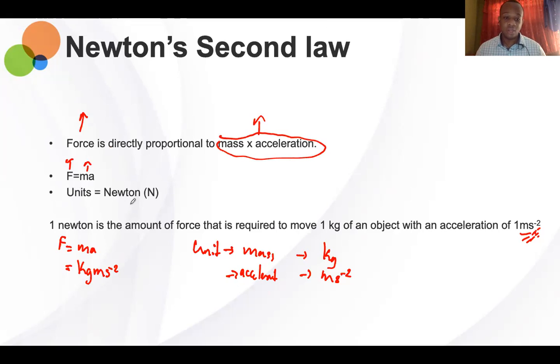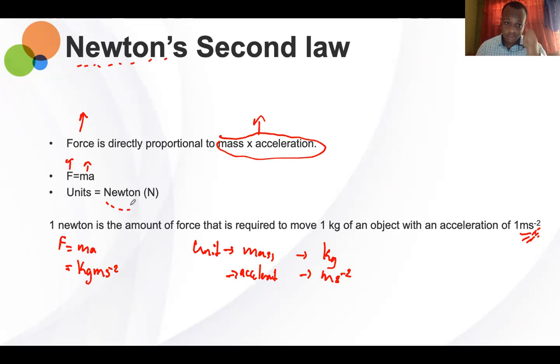And the unit for force is the Newton, of course, named after the person who came up with the idea. You'll find this coming up more in physics. The persons who come up with the theory, they get their names on the particular units. So are we okay here?